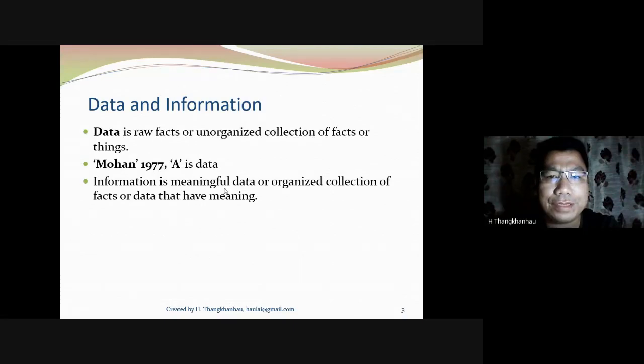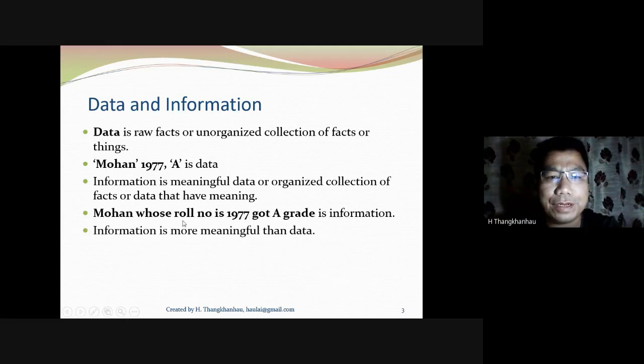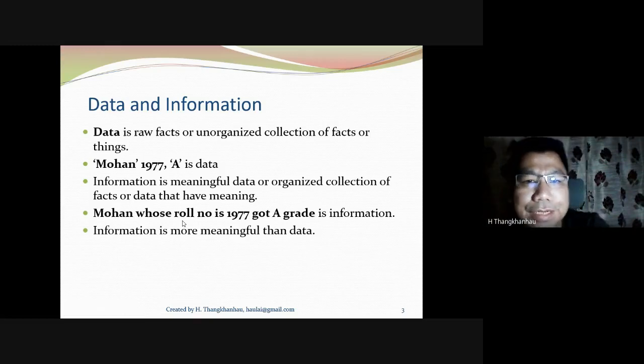And information is meaningful data, or an organized collection of facts or data having some meaning. For example, from the above data, we can say that Mohan, whose roll number is 1977, got an A grade. Okay, this is information. Information is more meaningful than data.